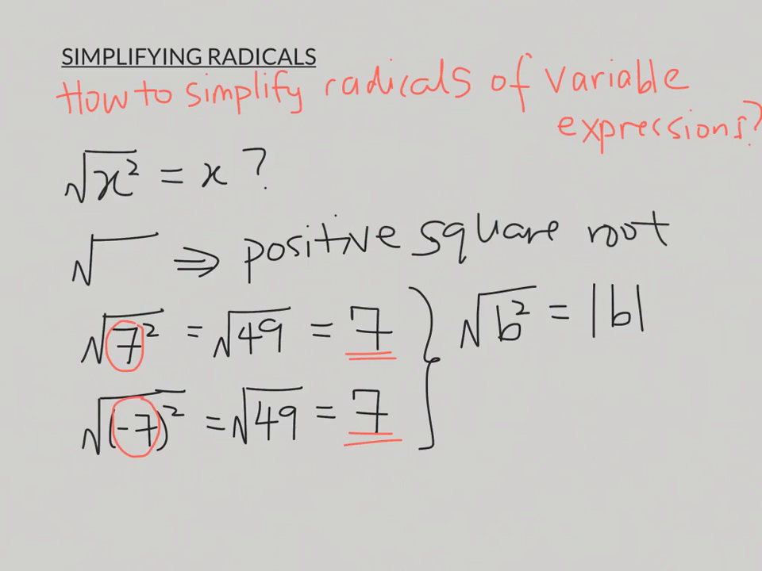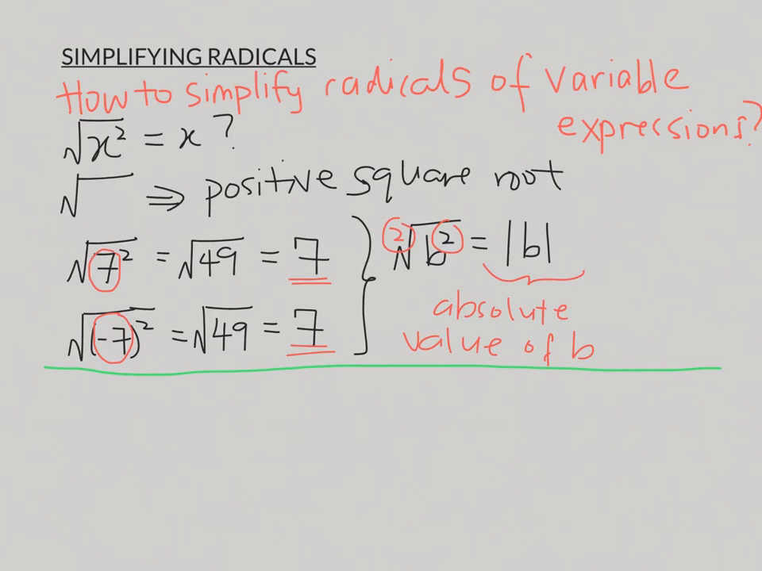It's like the 2, the index of the radical, and the exponent cancel out to give you the variable b, and it has to be the absolute value of b, or the positive value of b.